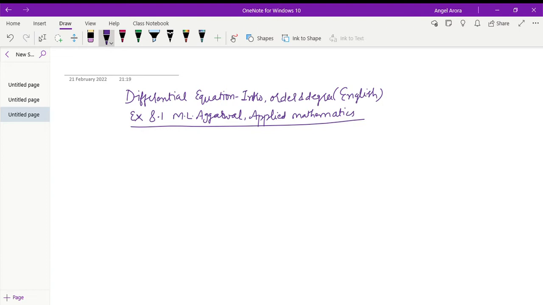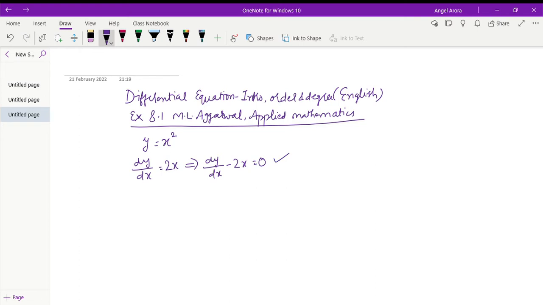So let's start. Before starting, what is a differential equation? We already know how to differentiate a function. For example, y is equal to x squared. If I differentiate it, what do we get? dy upon dx is equal to 2x. If I take 2x to the left hand side, dy upon dx minus 2x is equal to 0. So this is a differential equation. This is a form of differential equation.